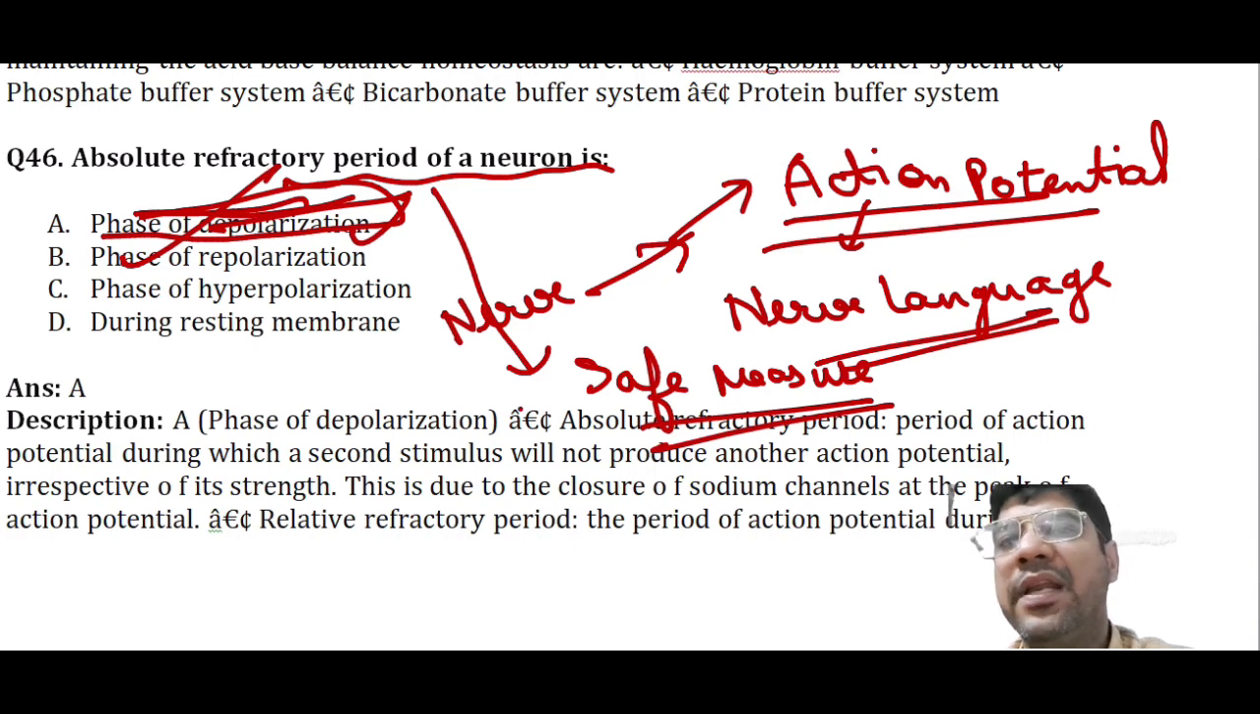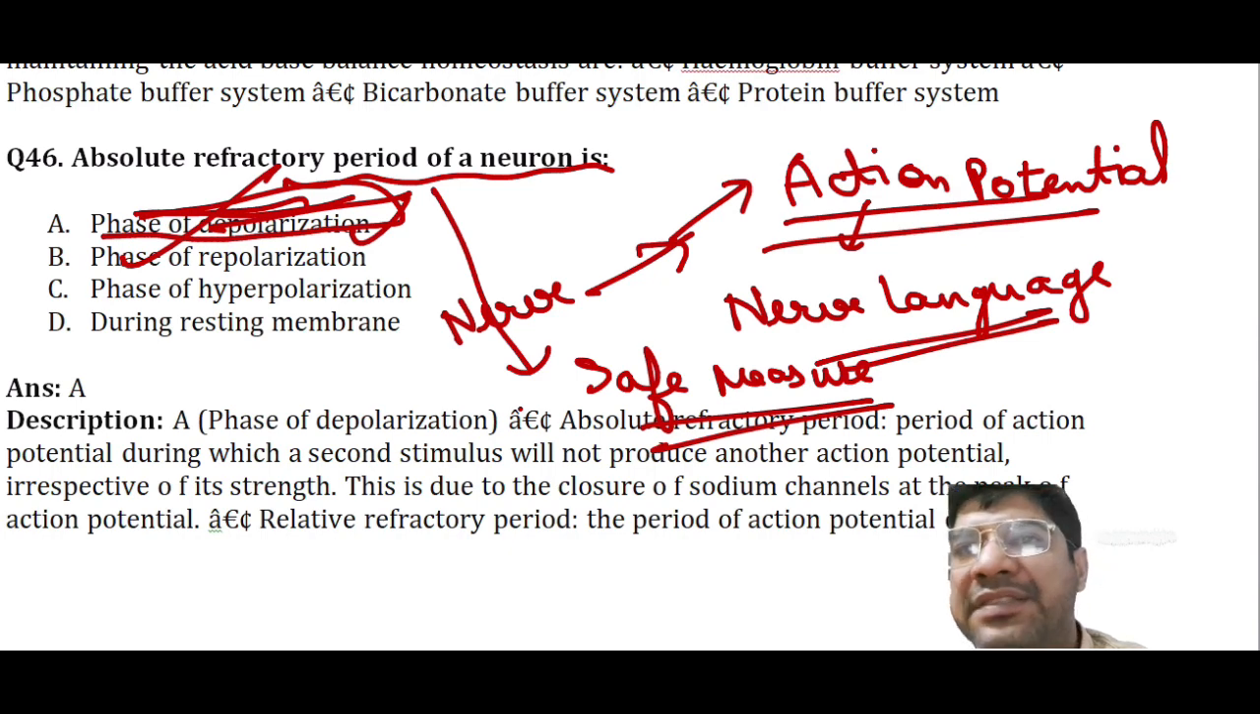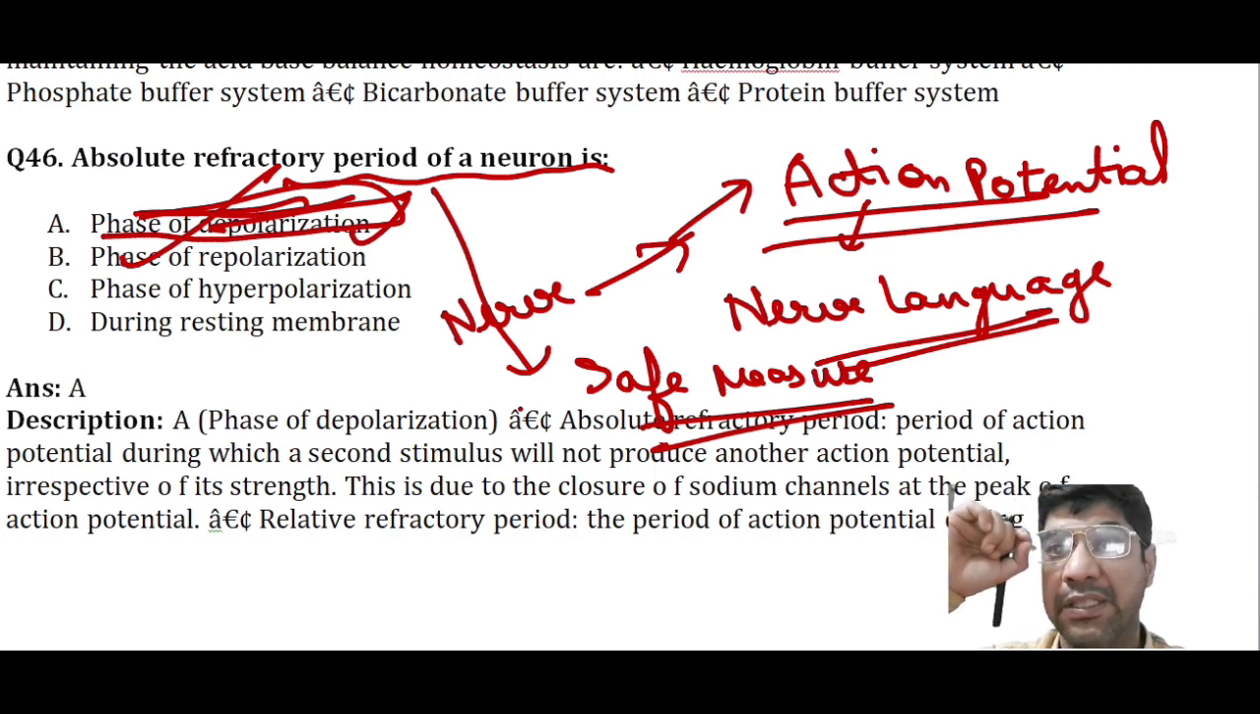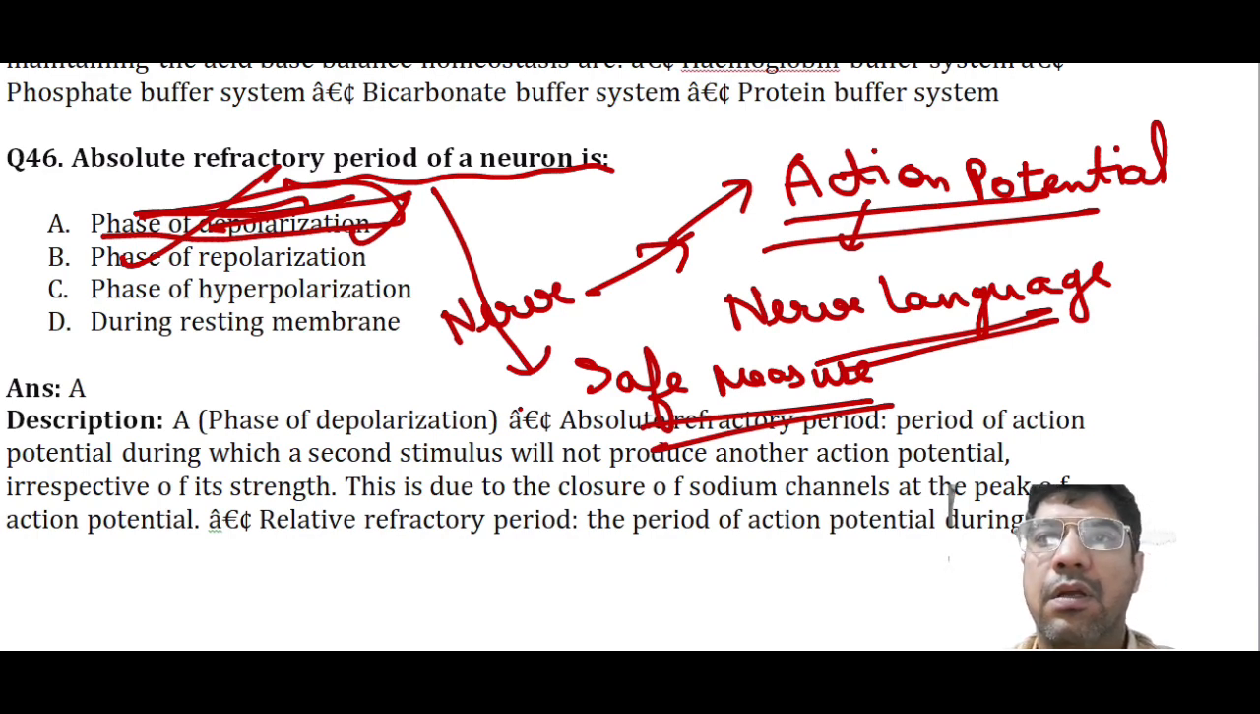So the absolute refractory period is a phase during which the neuron is entirely unresponsive to any additional stimulus. It coincides with the rapid depolarization phase of the action potential, which is when the neuron's electrical charge is rapidly changing. The absolute refractory period is relatively short and lasts around 0.5 to 1 millisecond.